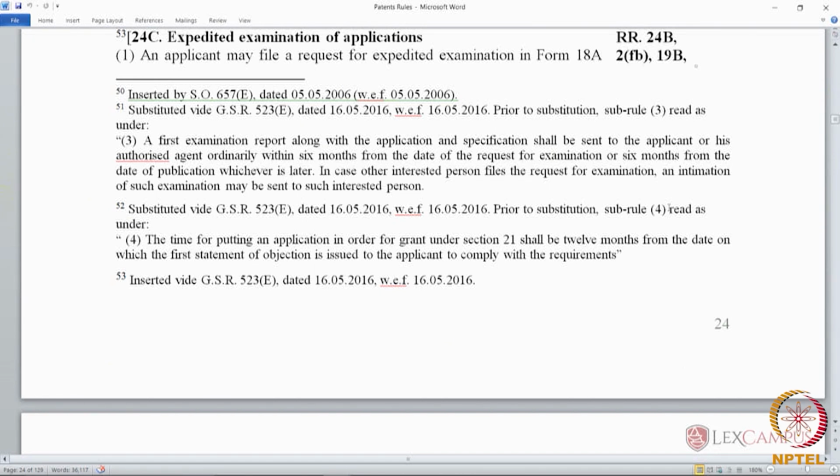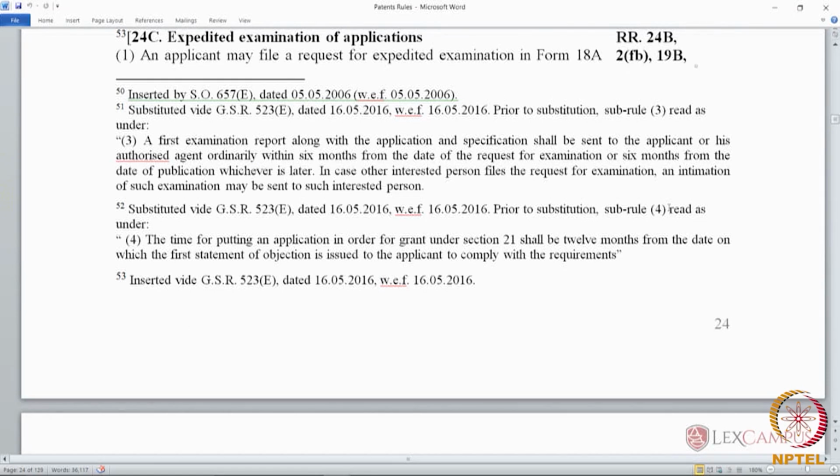Rule 24C, Expedited Examination of Applications. The Patents Amendment Act 2016 introduced a new process of examination by which an applicant could get the examination of the application expedited. This is introduced in Rule 24C. In Rule 24B, we had the occasion to see how the examination process works, and we saw the various timelines that happen after a request for examination is made.